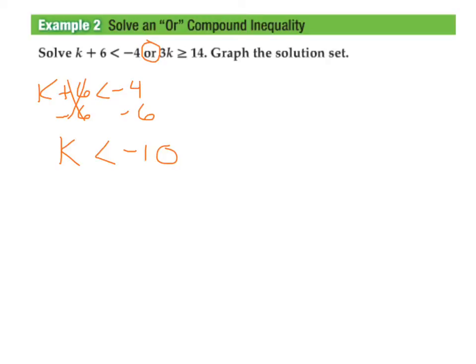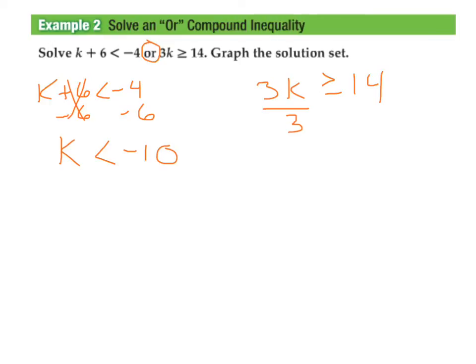So we have one of the 2, and now we're going to need to go ahead and find the other one. So we're going to rewrite that one. 3k is greater than or equal to 14. Again, this is one step. We have k multiplied by 3 on the left. In order to get k by itself, we have to undo that multiplication. We're going to undo multiplication by doing the inverse, which is division. So we're going to divide by 3.